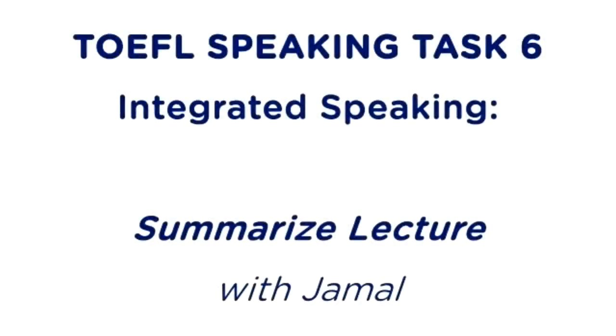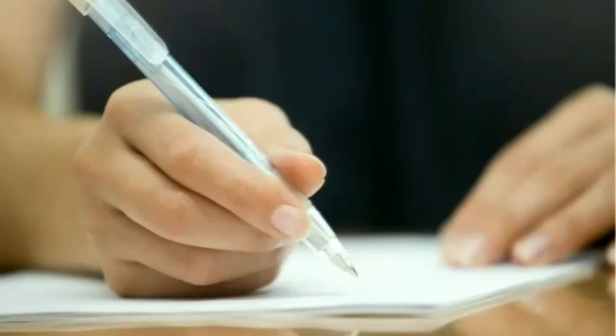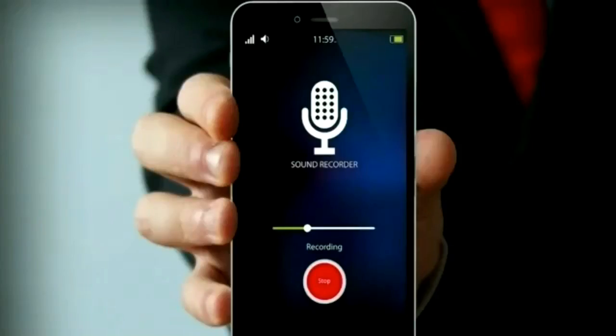Okay, so Integrated Speaking Task 6, Summarize Lecture. So what you'll need for this lesson, as usual, you're going to need a pen and paper to take some notes as you listen, and your mobile phone with your sound recorder ready to go, because you're going to record your answer so you can listen back and then compare it to our sample response.